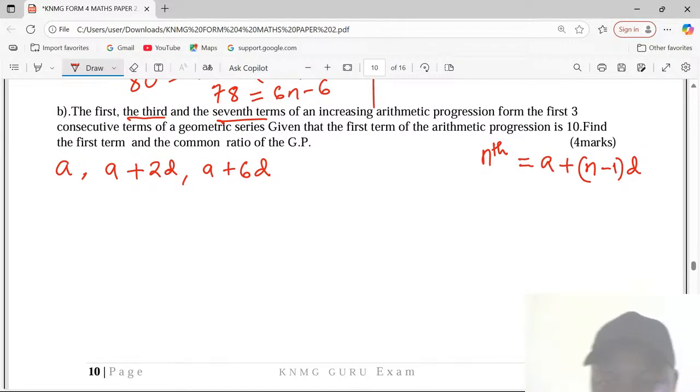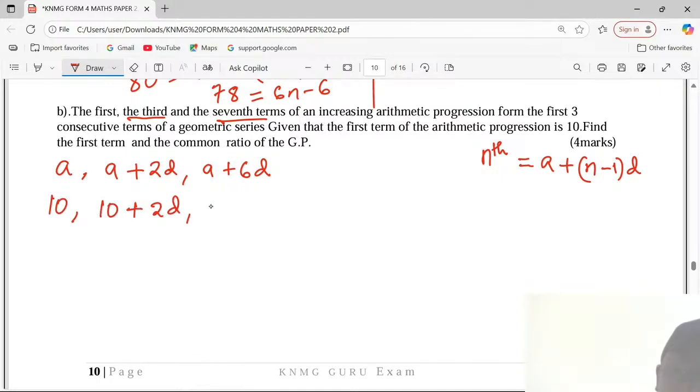Okay, we are told that given that the first term of the arithmetic progression is 10, find the first term of the GP and also the common ratio. Okay, I think they share common terms. So if A is 10, it shall also be 10 in the other one.